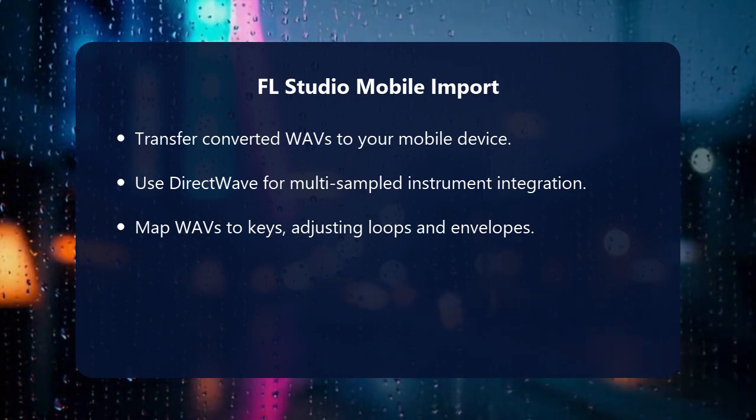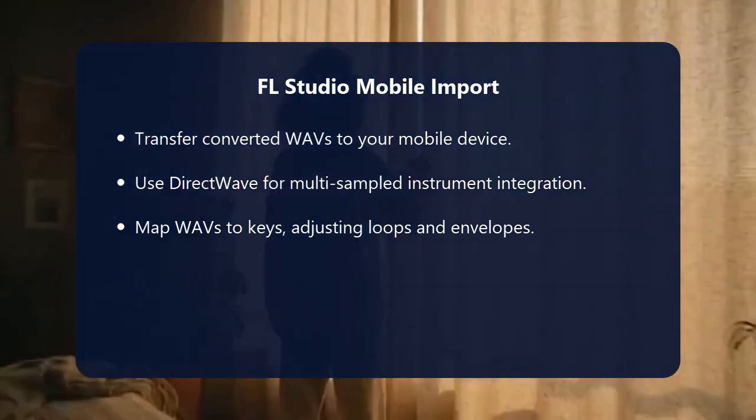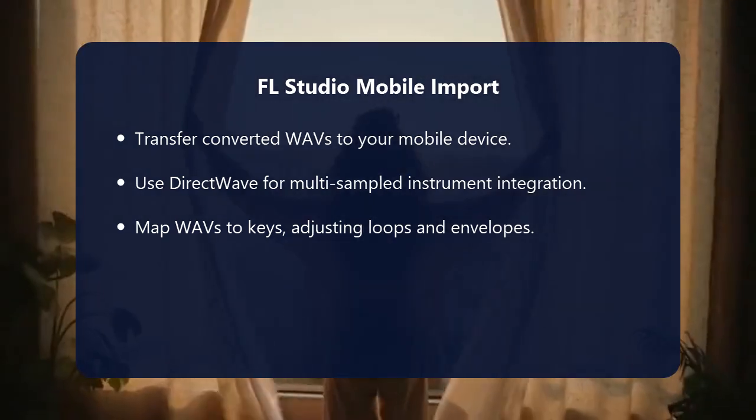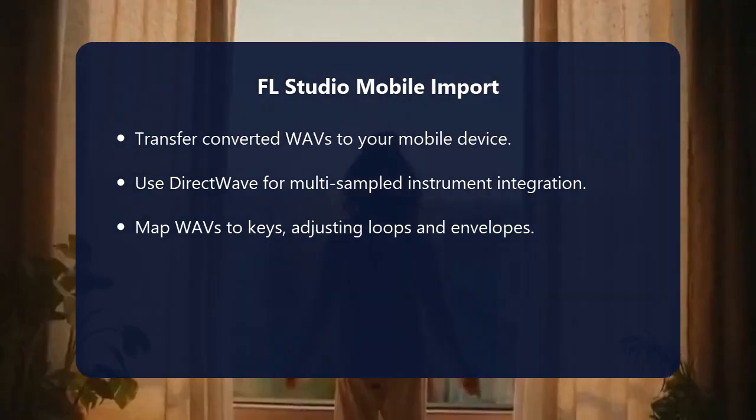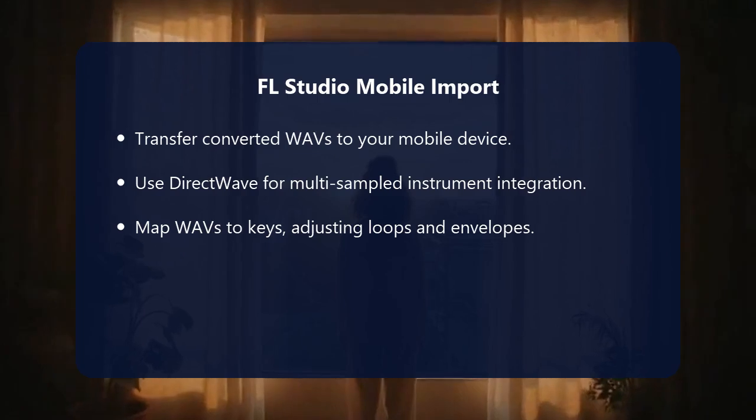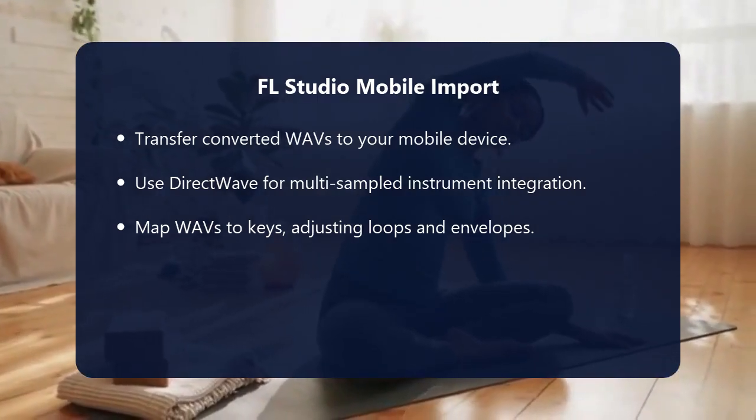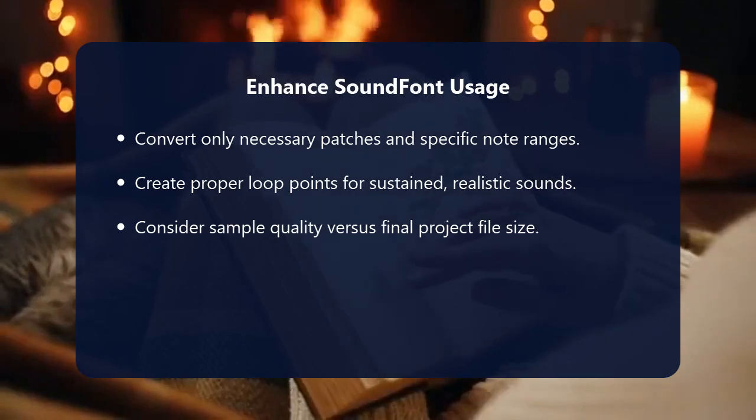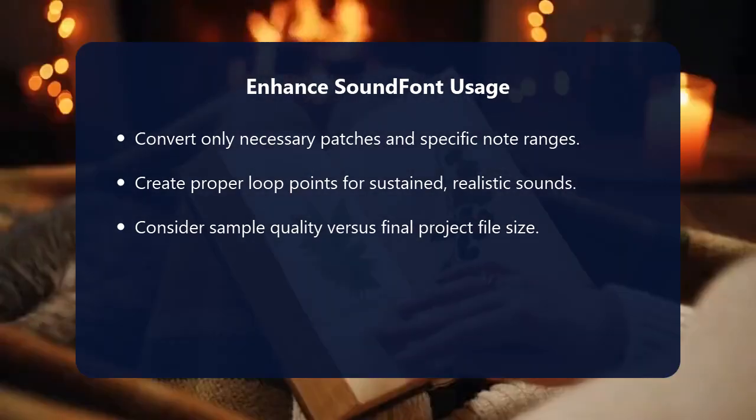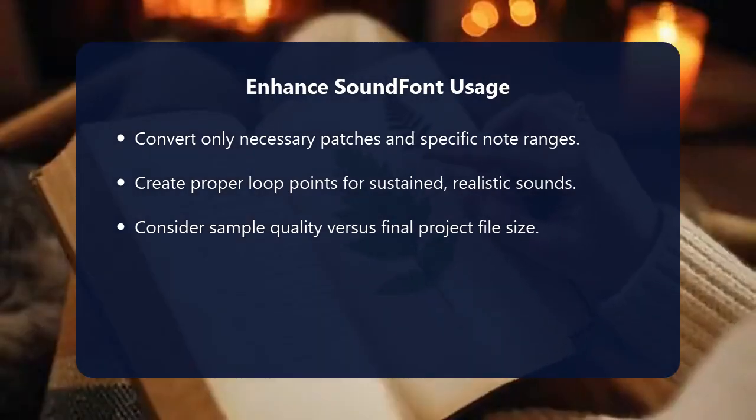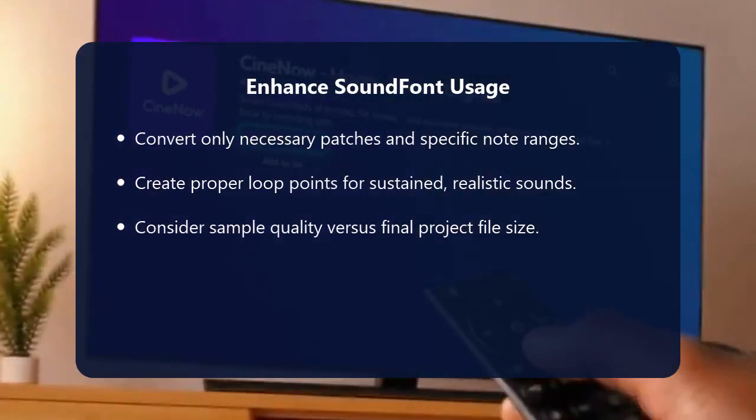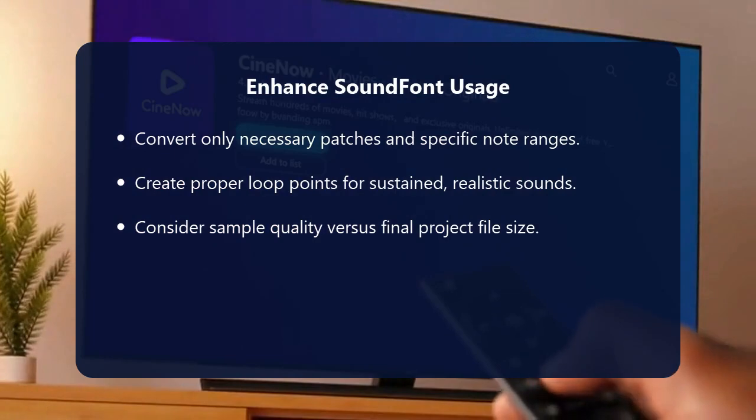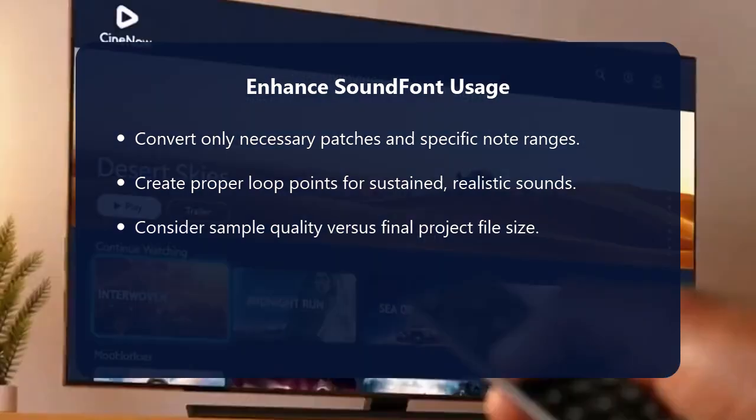DirectWave in FL Studio Mobile is your primary tool for handling multi-sampled instruments. Here, you can import your individual WAV files, mapping each sample to its corresponding key on the piano roll. You can also adjust parameters like attack, decay, sustain, release, ADSR, panning, and volume for each sample or zone. For simpler, one-shot sounds, you might also consider using the basic sampler track, although DirectWave offers far greater control for multi-sampling. Remember to only convert the patches and note ranges you genuinely need to save space and streamline your workflow.